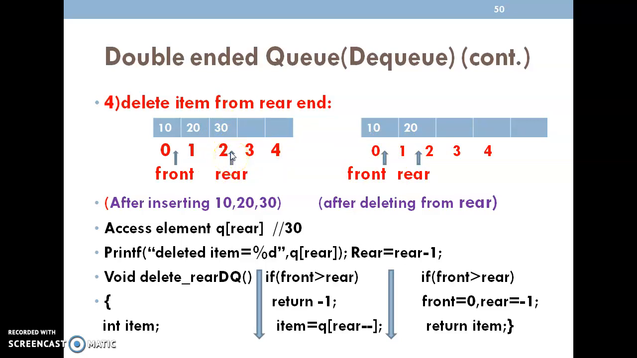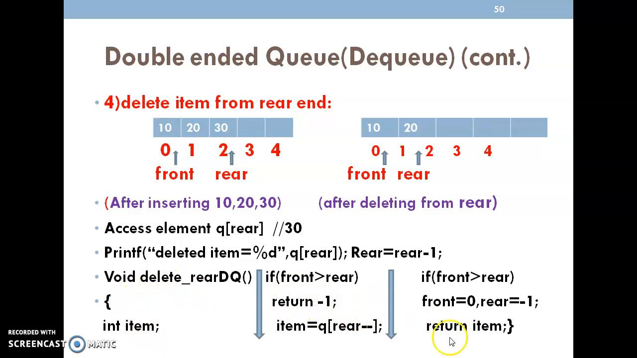Which element are we deleting? We are deleting 30. It is at which position? Q of rear. Q of rear is 2, so q of 2, which is 30, will be deleted. Then bring this pointer to 1 by using rear equal to rear minus 1. Then we represent this by making use of a function.